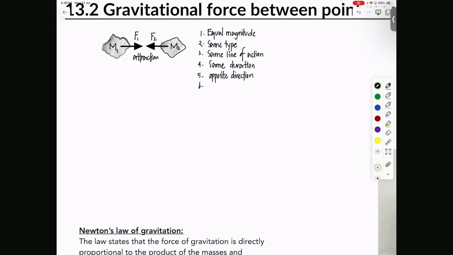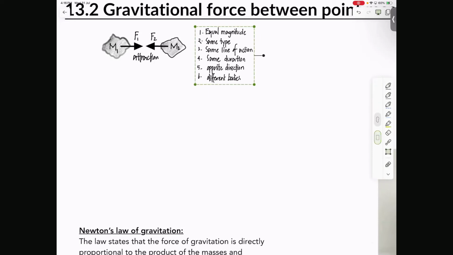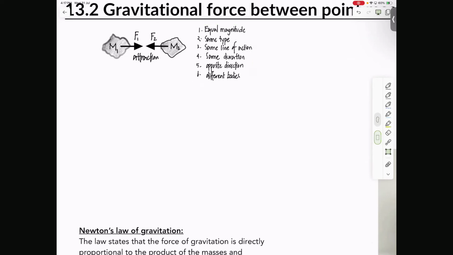Different bodies. So the forces must be on different bodies. If you look at the forces that have been established here, you'll find that all of these satisfy these points. This force was called the force of gravitation. And what Newton found was that this force had some properties. So what did he figure out?